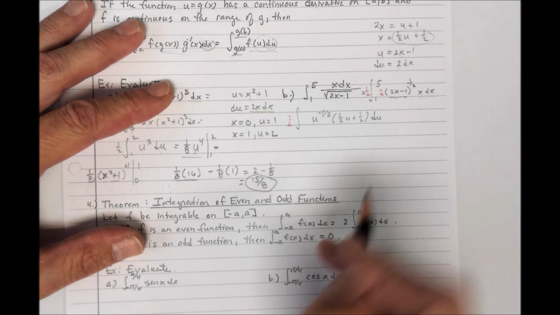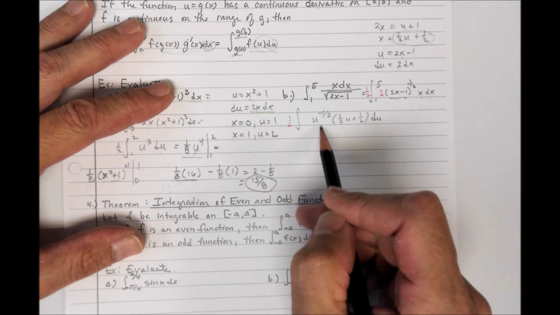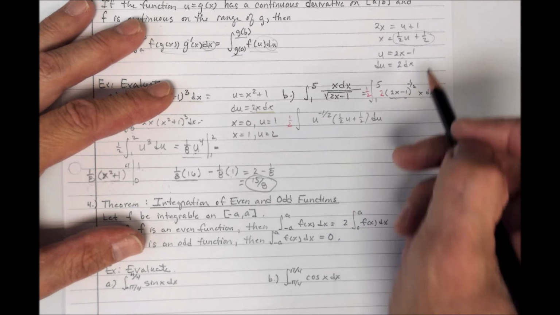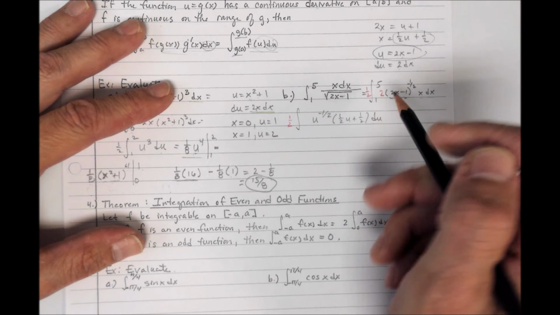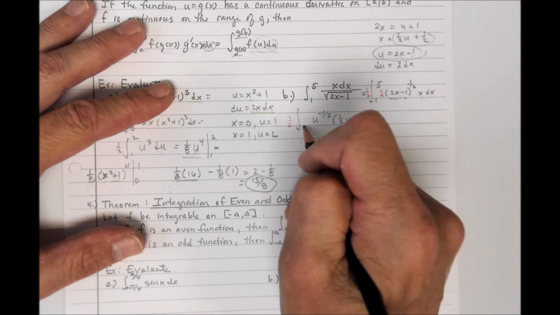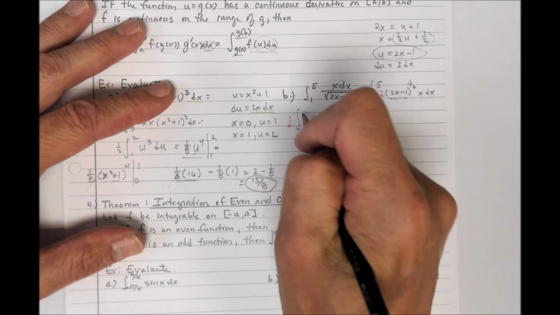And then this is from 1 to 5. Almost forgot about my definite integral here. Well, this is all in terms of u, so I'm going to replace my 1 and 5 and put those in terms of u. So go back to the original substitution. If x is 1, this would be u is 1. And if x is 5, this would be 9.